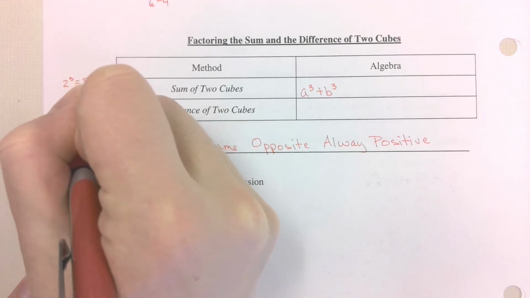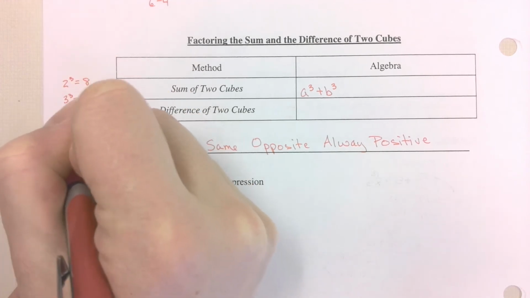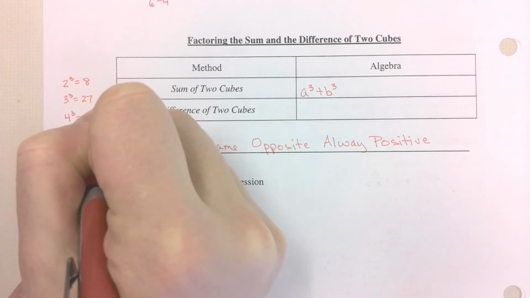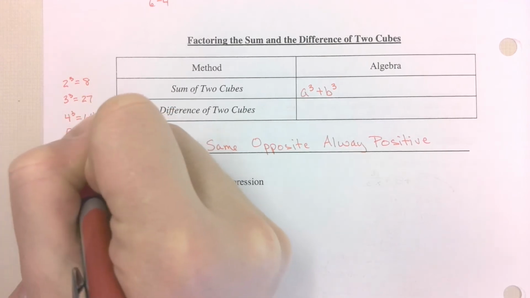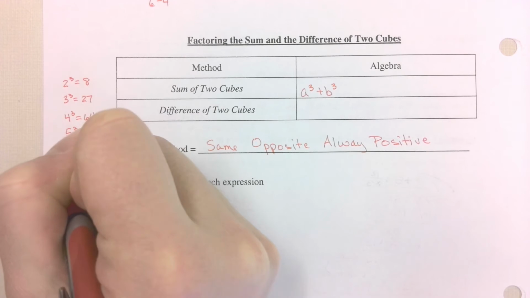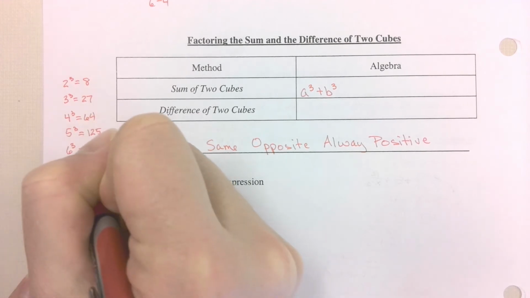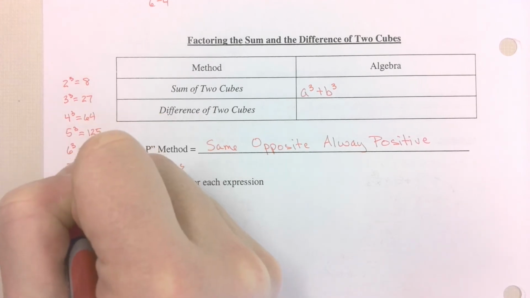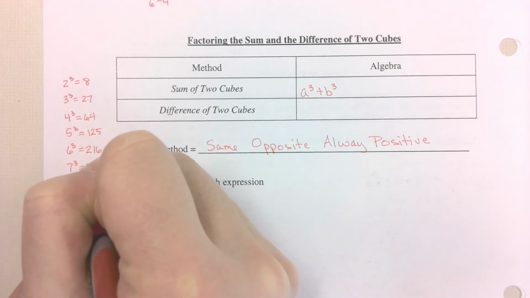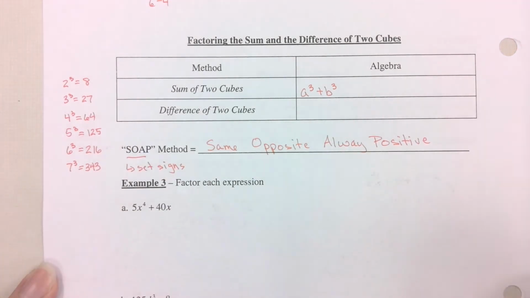3 to the third is 27. 4 to the third is 64. 5 to the third is 125. 6 to the third is 216. 7 to the third is 343. And you can go on by typing other things into the calculator.